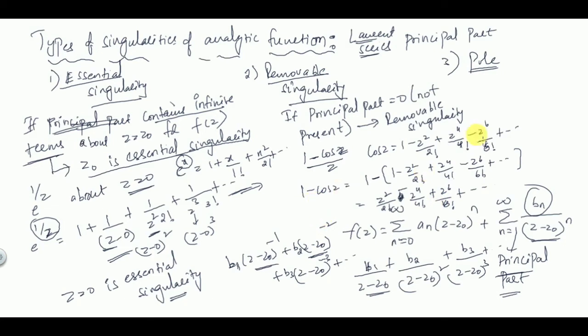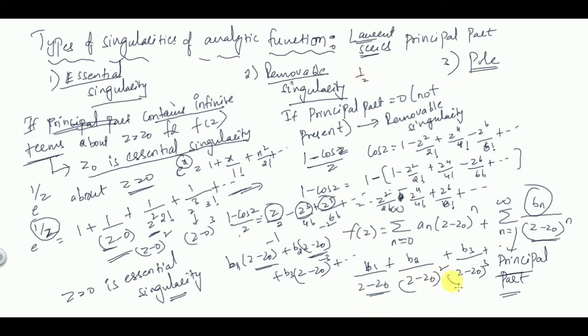Now if you divide this by z, so (1 minus cos z) divided by z is, 1 by z multiplied by z square by 2 is z by 2. 1 by z multiplied by z to the power of 4 is z cube by 4 factorial. Z to the power of 6 multiplied by 1 by z gives z to the power of 5 by 6 factorial plus so on. If you observe here, you will get only positive powers: z, z cube, z to the power of 5. There are no negative powers like 1 by z.